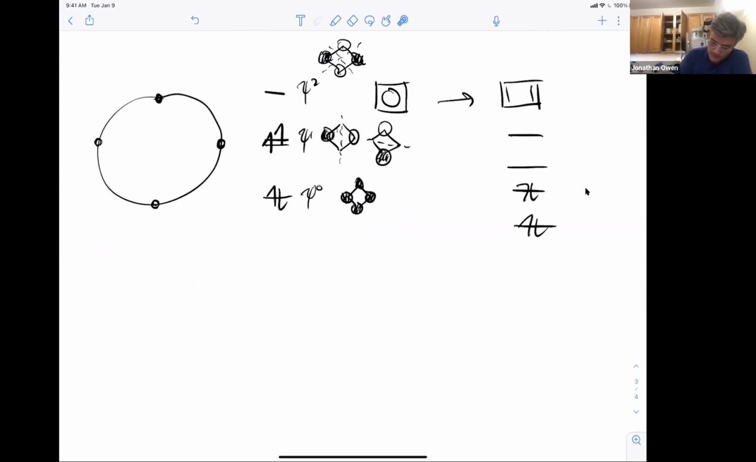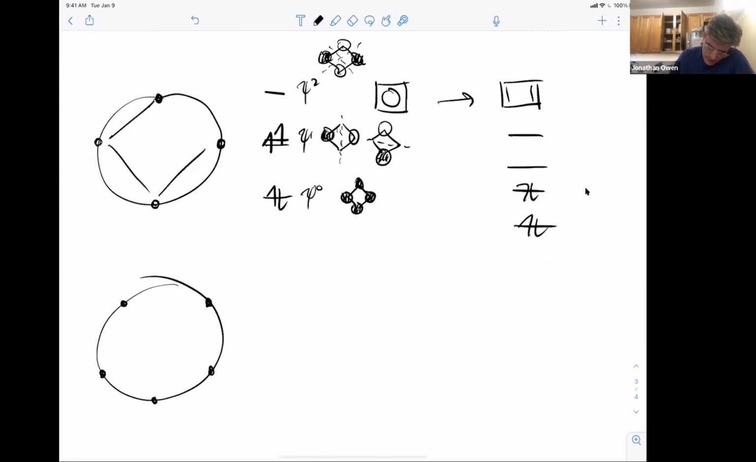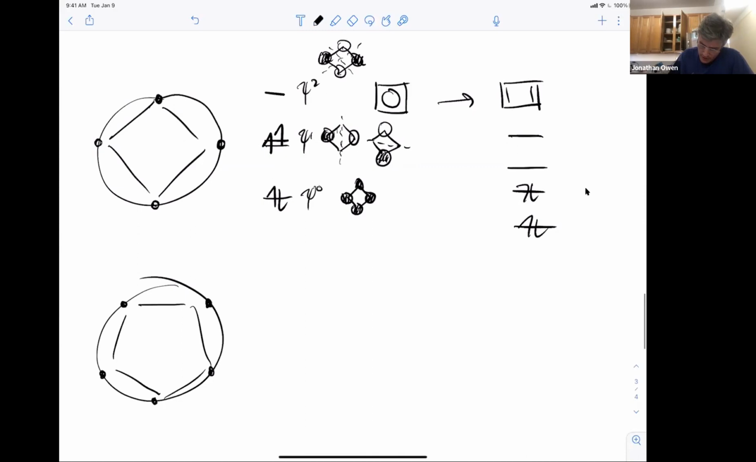Let's do another one. Let's do cyclopentadienide. Draw the point down. Right? That's a square. Here's a 5-membered ring. So you got 1, 2, 3, 4, 5. That's the molecular orbital structure for cyclopentadienide.